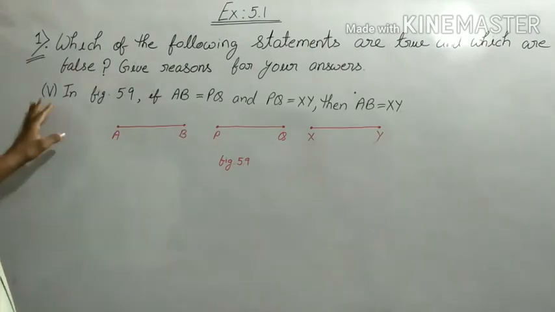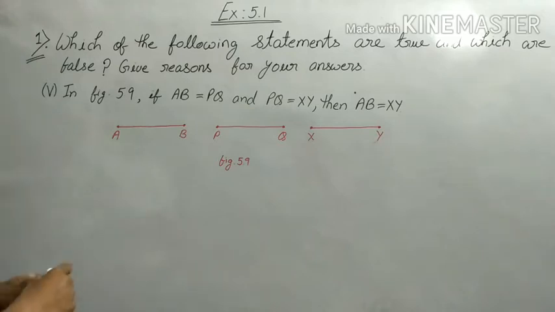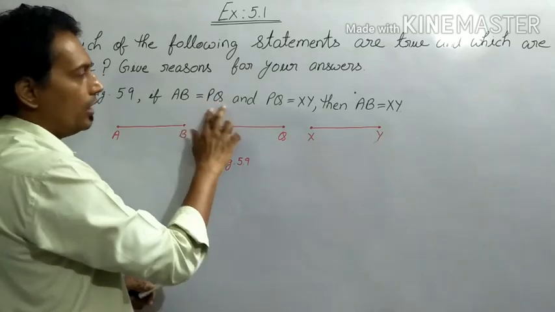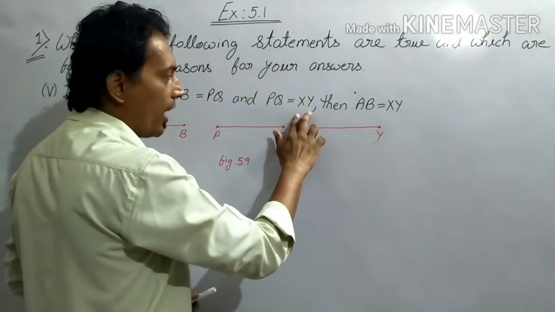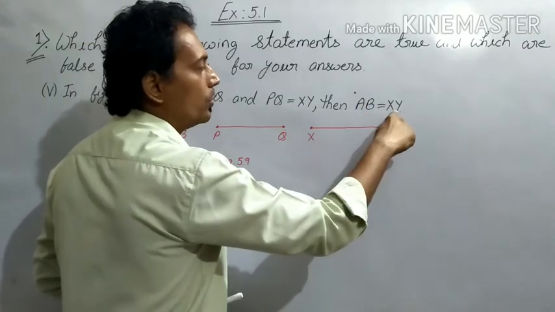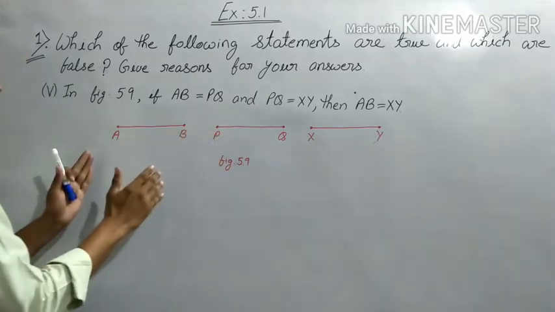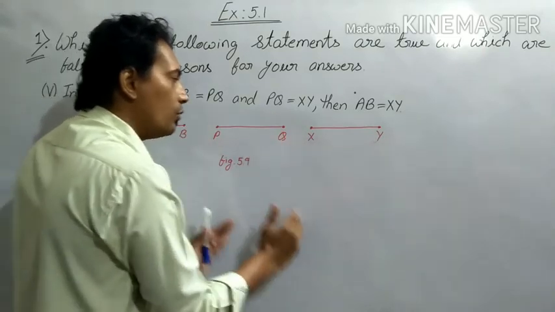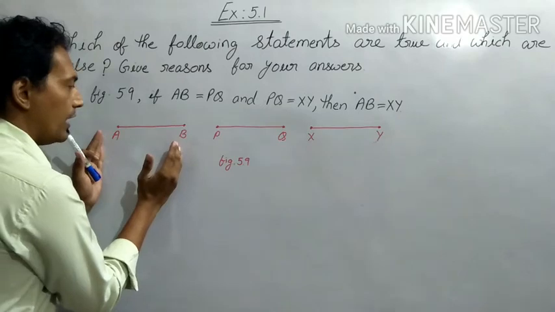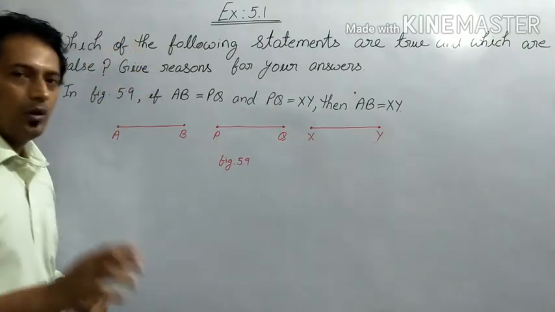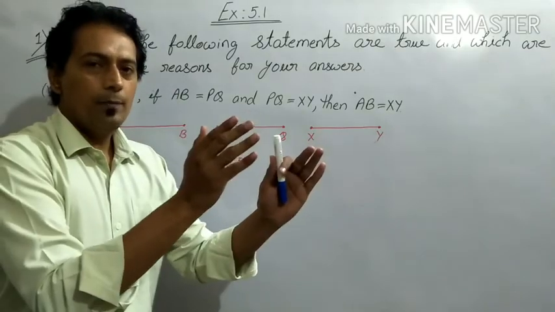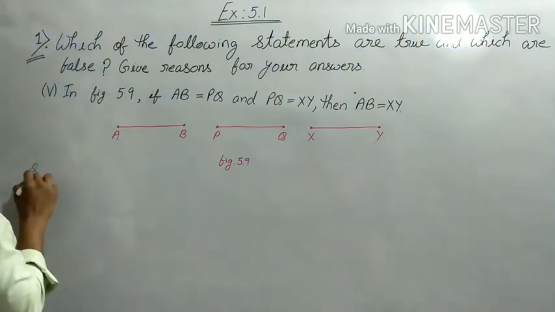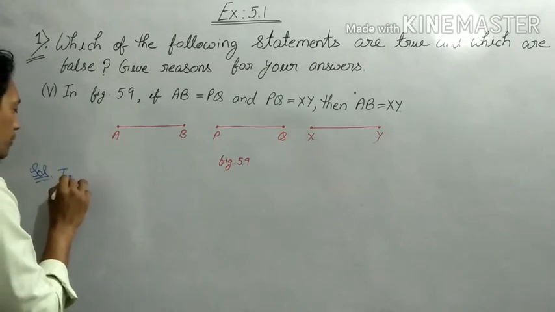Okay student, now we'll do Roman number 5 in question number 1. The statement says that in the given figure, if line segment AB is equal to line segment PQ and line segment PQ is equal to line segment XY, then line segment AB will be equal to line segment XY. This is something like, if A is equal to B and B is equal to C, then A is equal to C. In the solution, the statement is actually true.